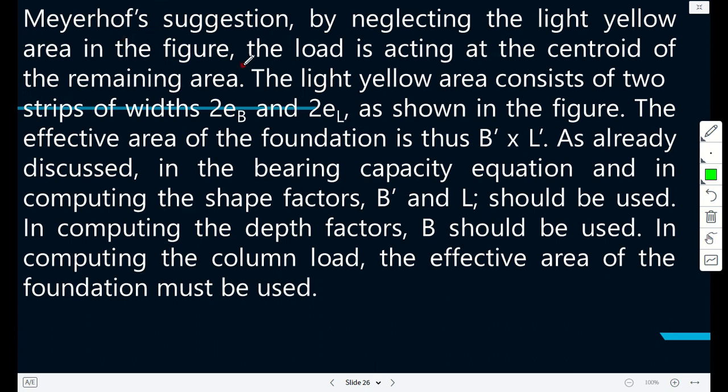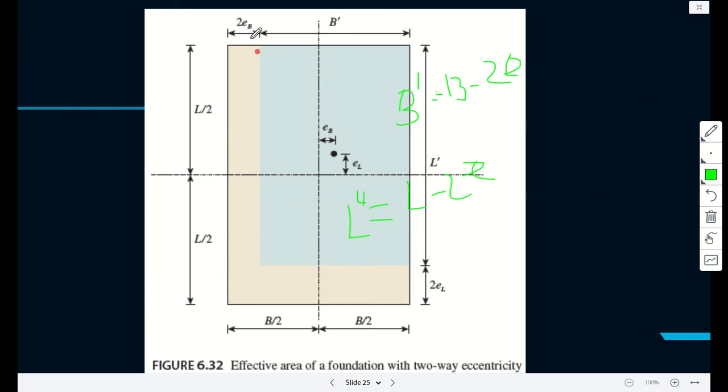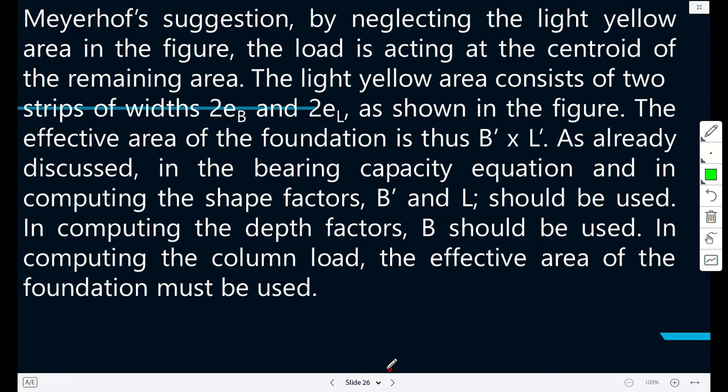So Meyerhof's suggestion is neglecting the light yellow area. We ignore this part and assume that the eccentricity reduces the foundation, so we only have that effective area. The light blue part is the effective area. This is a very simplified way. As shown in the figure, the effective area of the foundation is B prime times L prime, as already discussed in the bearing capacity equation.